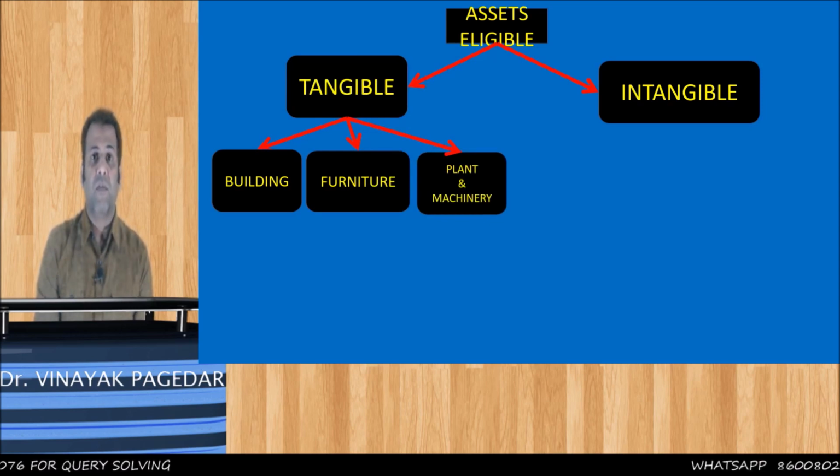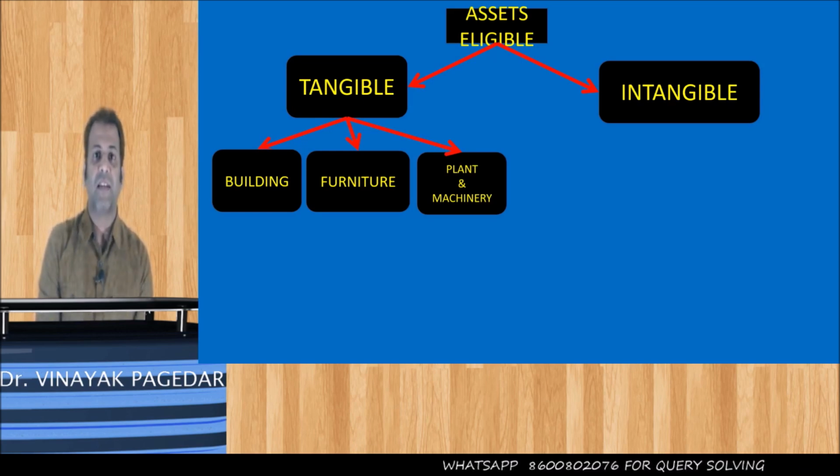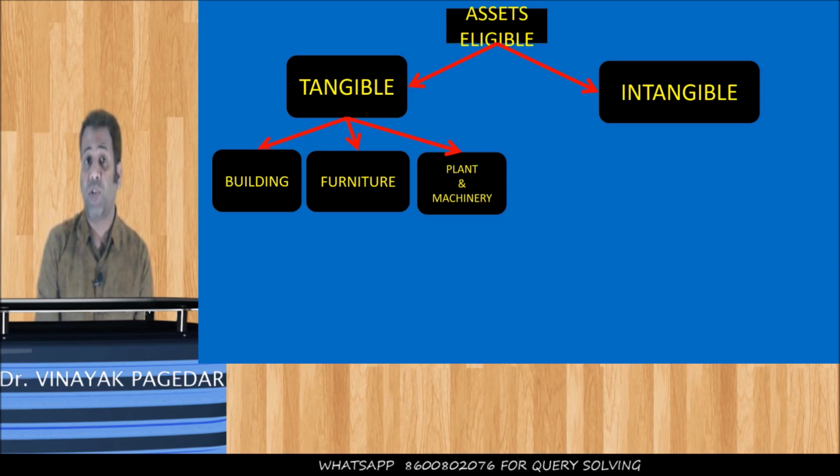Building, furniture and plant and machinery. For example, a shop would be classified as a building. Desk, chair, etc. would be furniture. What is plant and machinery?